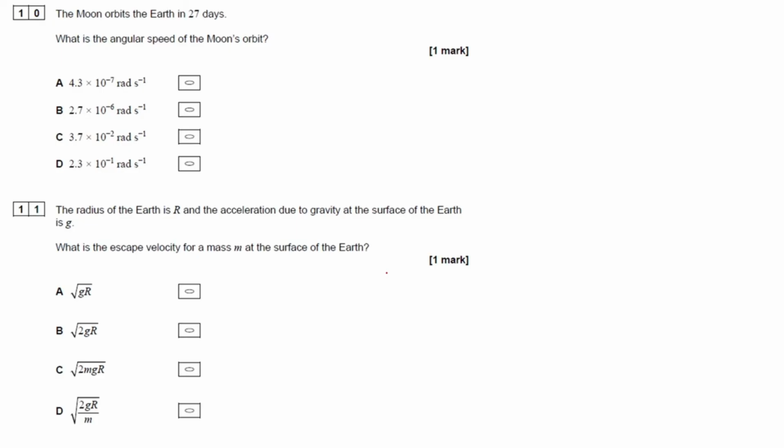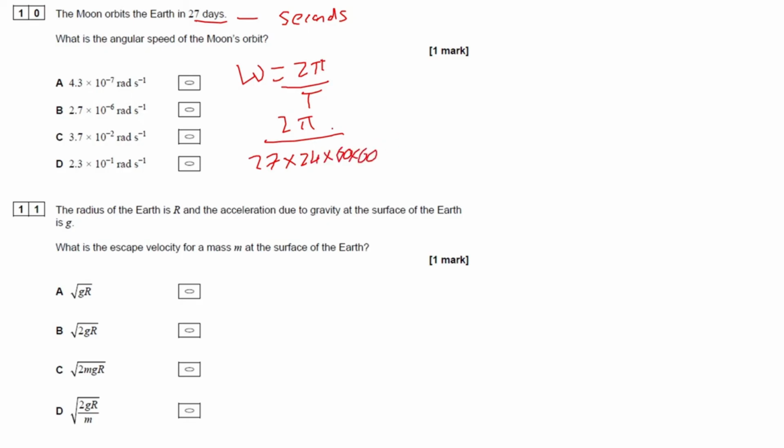Okay, question 10, we need to work out the angular speed of the moon's orbit. So angular speed, omega, is 2π over T. So quite a straightforward question here. We just need to convert this time into seconds. So you do 2π over 27 times 24 hours in the day times 60 times 60 to get it all into seconds. Put that in your calculator and you should get the answer, to 2 significant figures, this one, B, 2.7 times 10 to the minus 6 radians per second.